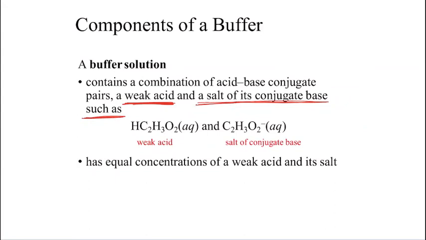So for example, here we have acetic acid. The conjugate base of acetic acid is going to be acetate. The salt of that conjugate base will be, if, for example, we pair this with sodium, sodium acetate. So sodium acetate is the salt of that conjugate base. And remember that we need to add them in equal concentration.